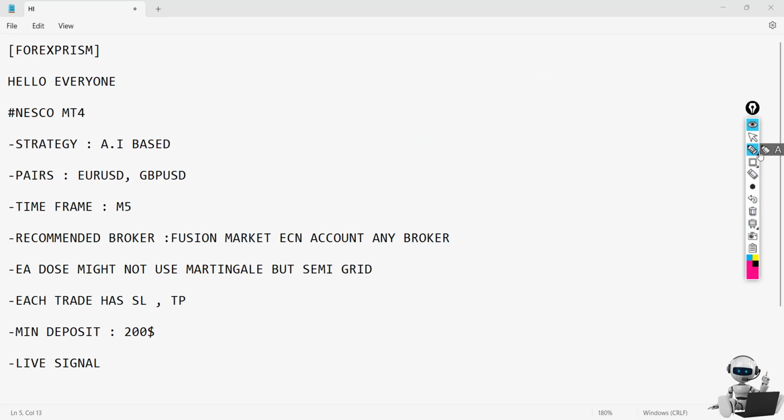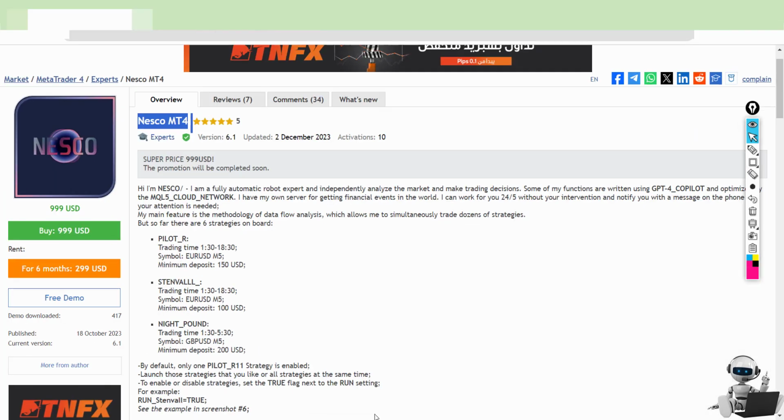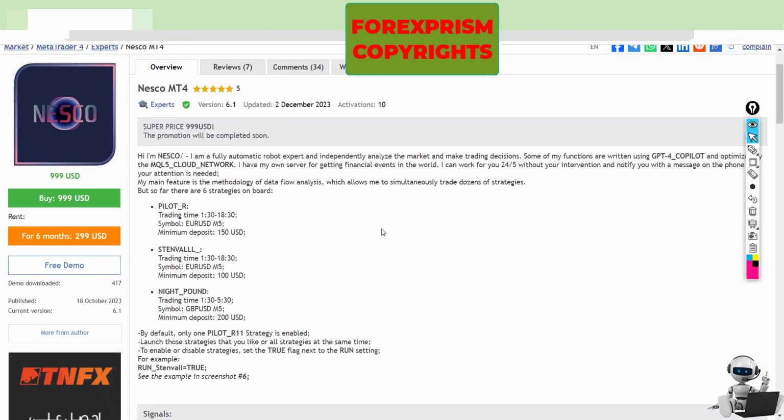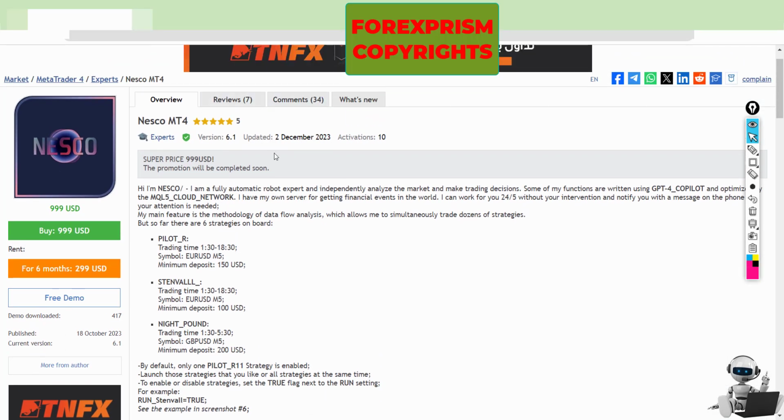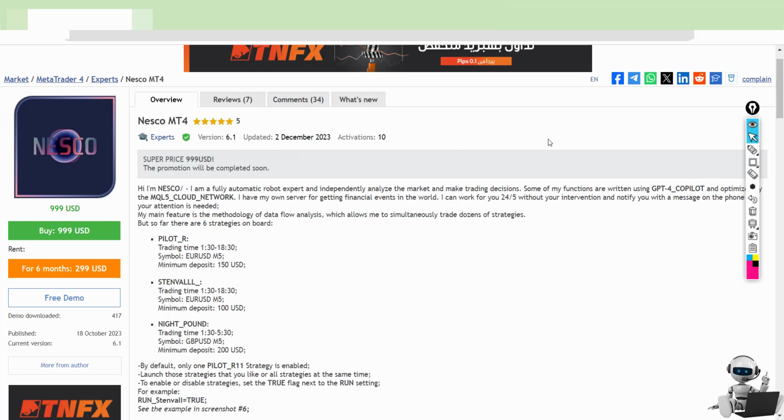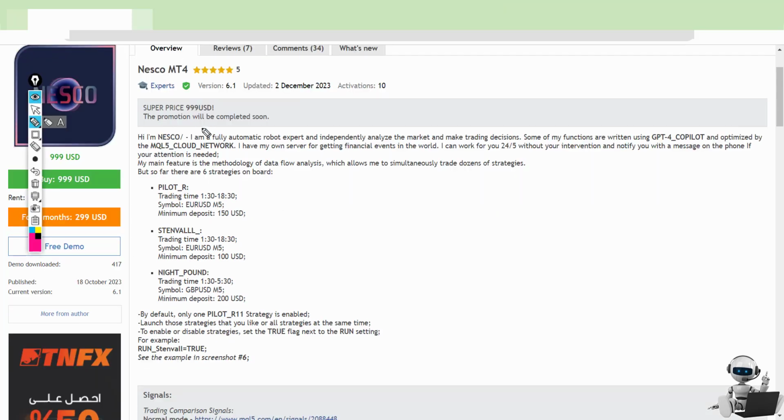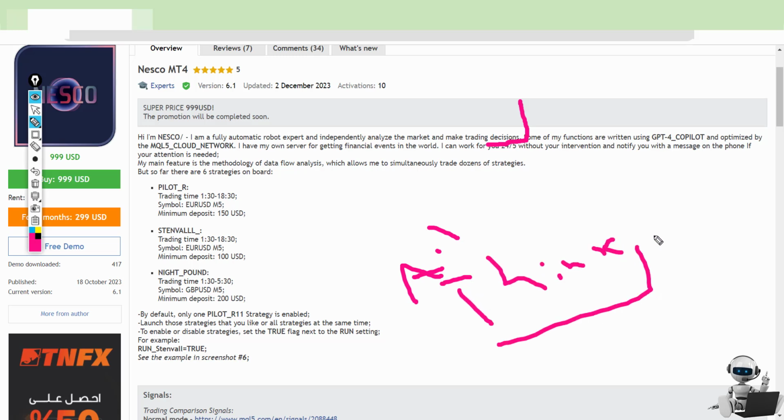Now in that aspect, let us go back to the Nesco MT4. We can see people are purchasing it. The price is $9.99, quite expensive. So this is explaining, he says, hi, I'm Nesco, like an artificial intelligence speaking, telling that I'm a fully automatic robot and independently analyze the market. That is hard to believe because we are not at that point yet where an AI is thinking where to enter and exit the trade.